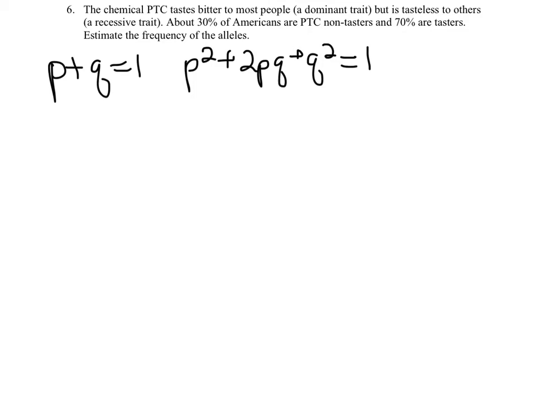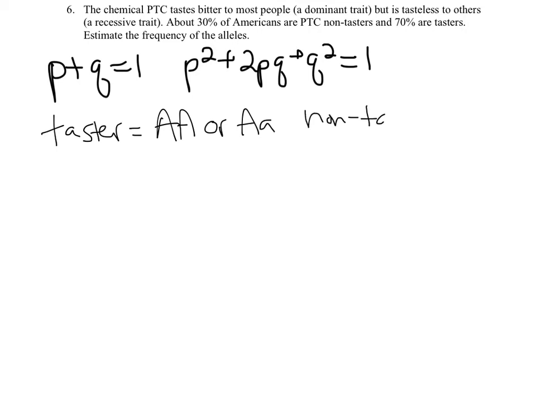So what do we have? They tell us that it's a dominant trait. So to be a taster, let's just remind ourselves, that's going to mean you're big A or big A little a. And to be a non-taster, the only way to get that is little a little a, which is the key here.